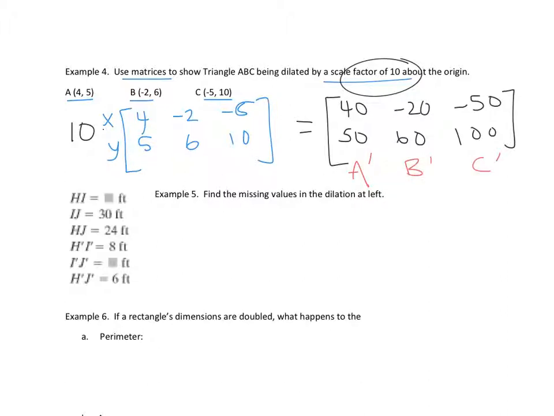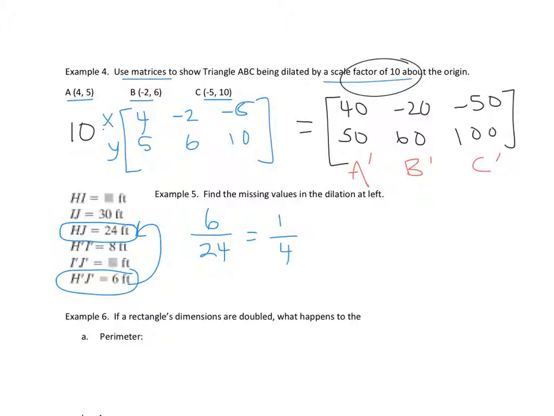And then example 5, find the missing values in the dilation at left. So I want to know HI. HI is going to be matched up with H prime, I prime. But I need to know the scale factor before I do anything. Looking at these two, I can use HJ and H prime, J prime to figure out the scale factor. Remember, to figure out the scale factor, you take the image and divide it by the pre-image. So 6 divided by 24 is 1/4. So the scale factor is 1/4.